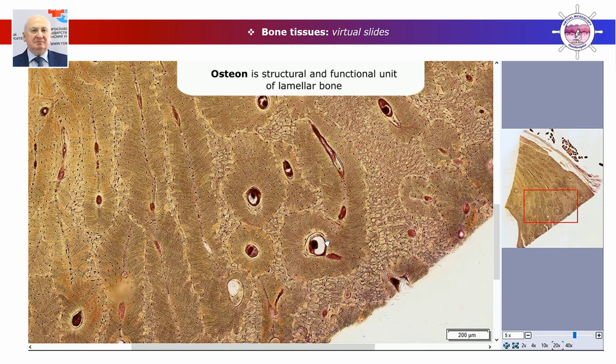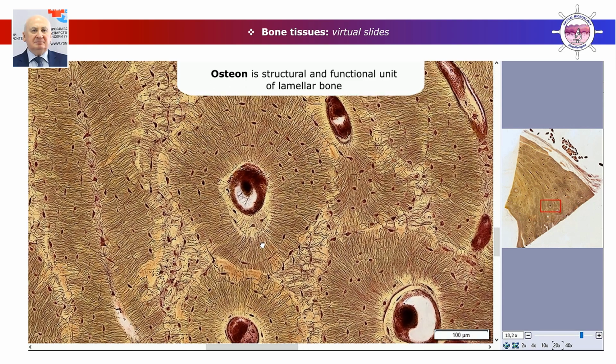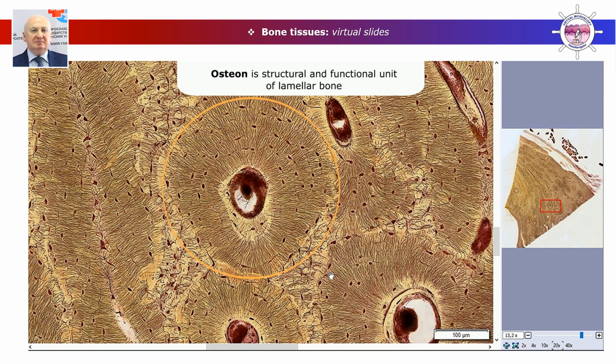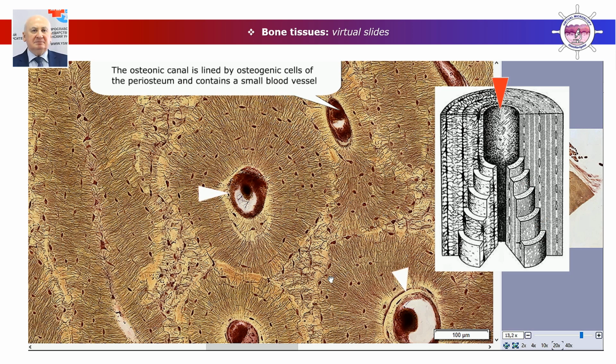Osteon is the structural and functional unit of lamellar bone. Each osteon in cross-section has the appearance of a cylinder formed by bone lamellae concentrically located around the osteonic canal. The osteonic canal is lined by osteogenic cells of the periosteum and contains a small blood vessel.